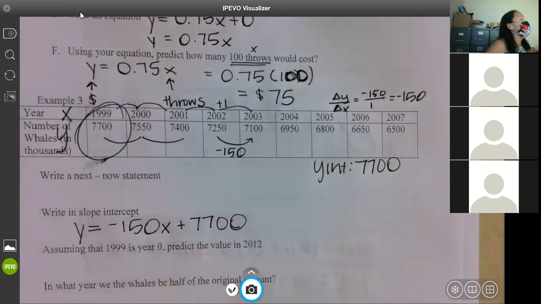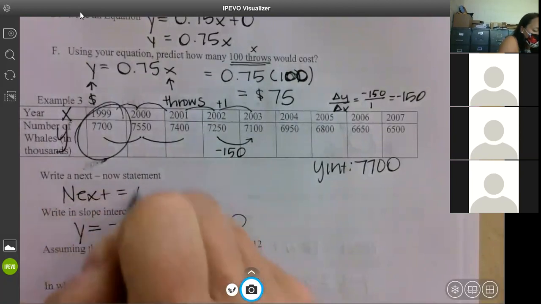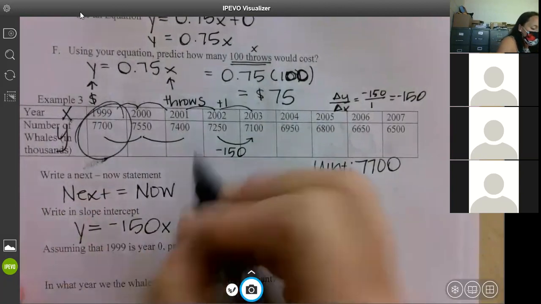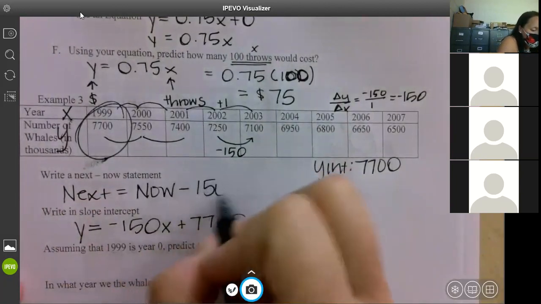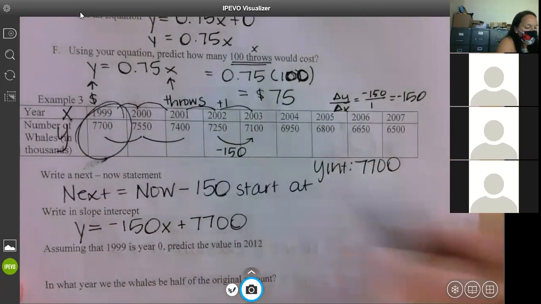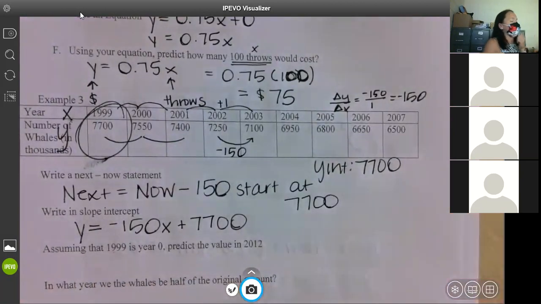Your next now follows the same numbers. They use the same exact numbers as your equation. So we're going to do next equals now. Except for this time we have a negative. So instead of plus, what do you think we're going to do? Subtract 150. Start at 7,700.